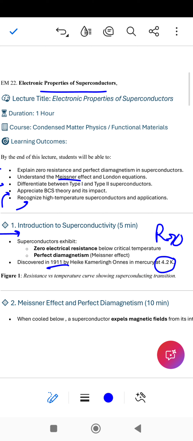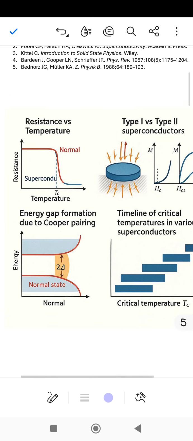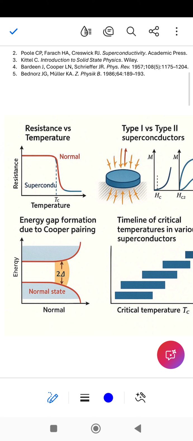Two key properties define superconductors: zero electrical resistance below a critical temperature, Tc, and perfect diamagnetism, they expel magnetic fields completely from the interior. This second property leads us to the Meissner effect, which we'll soon explore. Figure 1. A typical resistance versus temperature curve, showing a sharp drop to zero resistance at Tc.